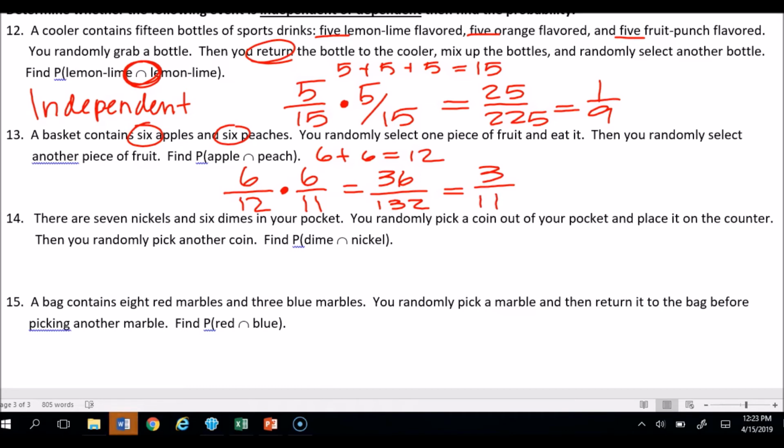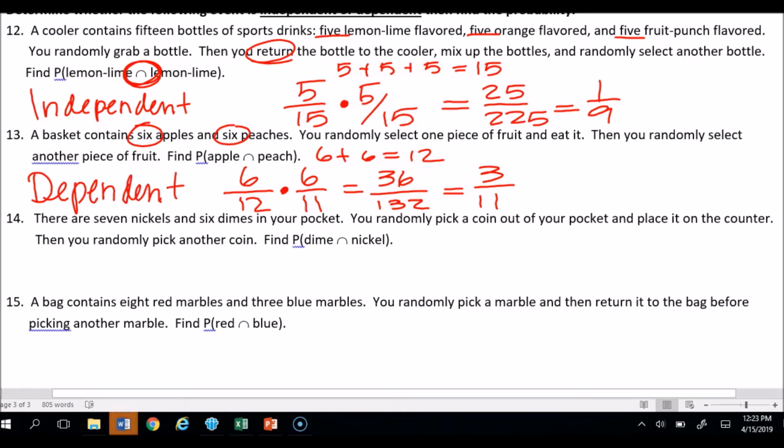Number 7, there are 7 nickels and 6 dimes in your pocket. You randomly pick a coin. Oh, by the way, this one was dependent because we ate the piece of fruit and we didn't put it back.